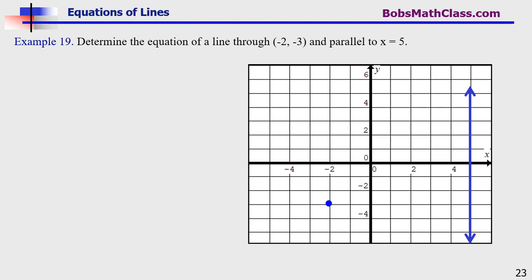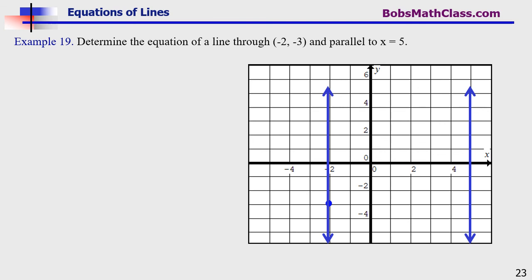So now we want a line that goes through the point that we have and it's parallel. If it's parallel, it runs in the same direction. What kind of line is parallel to a vertical line? Well, that would be another vertical line. So we're going to draw a vertical line through that point.